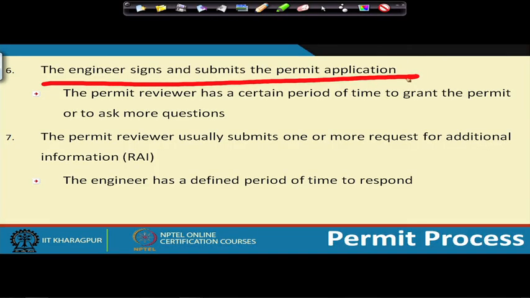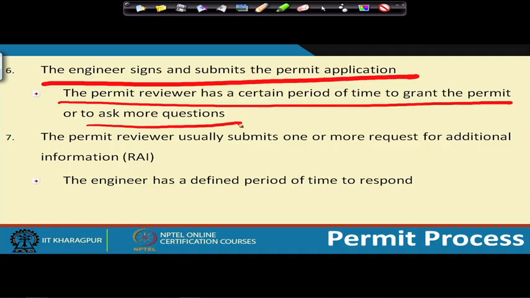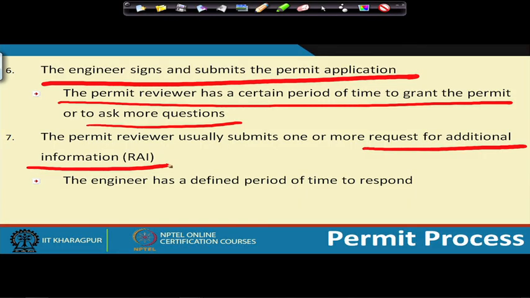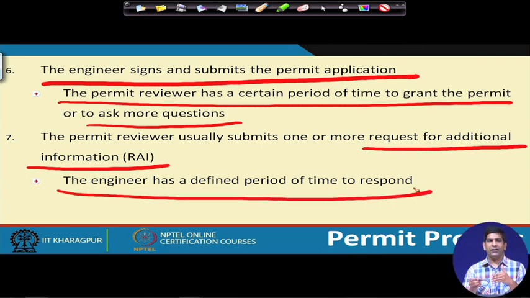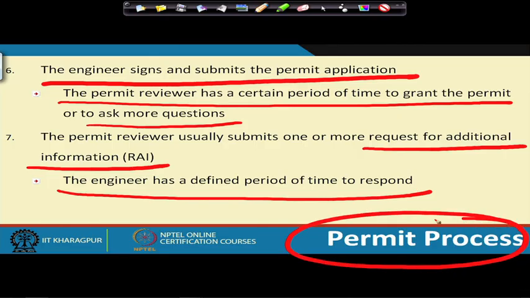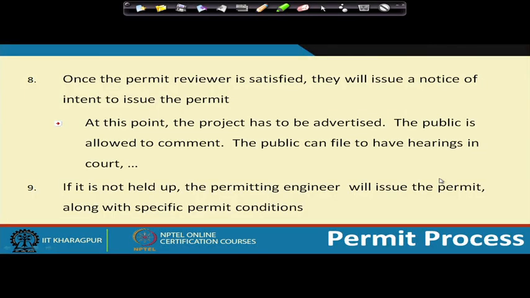So once it's submitted, the permit reviewer will spend some time to grant the permit or to ask more questions. So they raise a request for additional information. Many times you will have this RAI coming in, which is called request for additional information. The permit engineer will ask for more information so that the permit document can be evaluated. The engineer has a defined period of time, and within that time you need to respond back to the permit granting authority. That's how the process continues. Those RAIs could come multiple times.